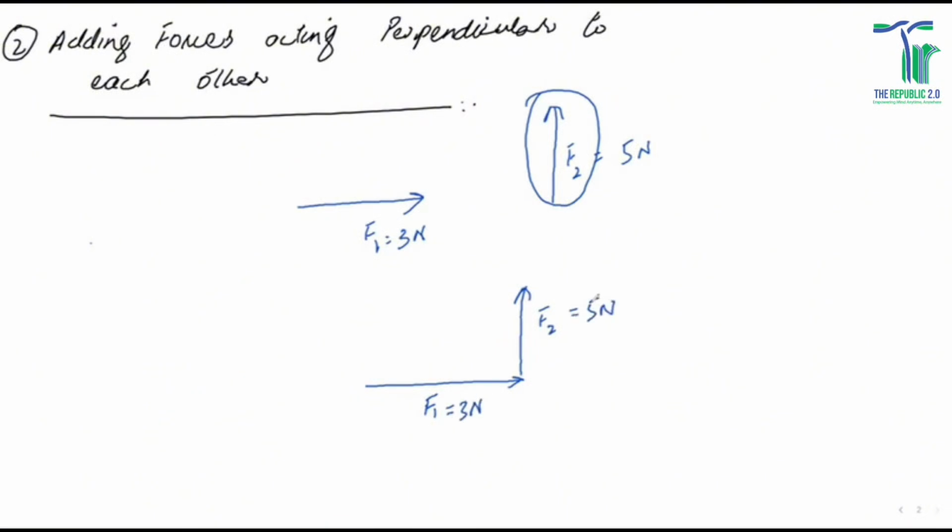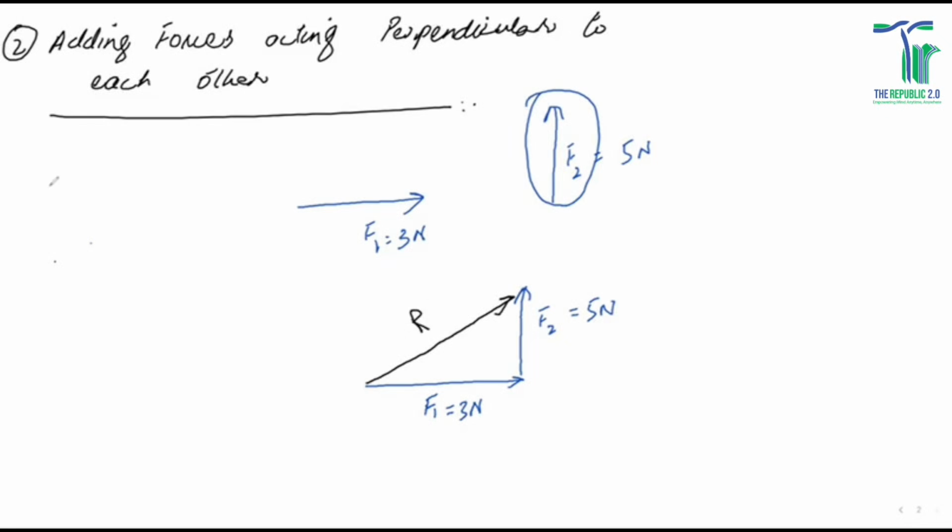And now since we're going to add them up, the resultant vector should be towards the head of the last vector. That is the very important thing. This is going towards the head of the last vector. So that is going to be the resultant vector.